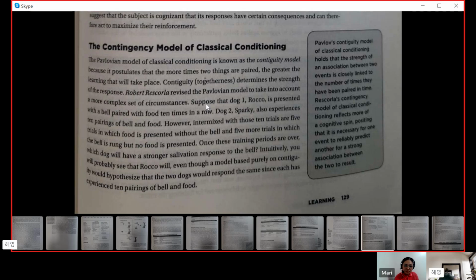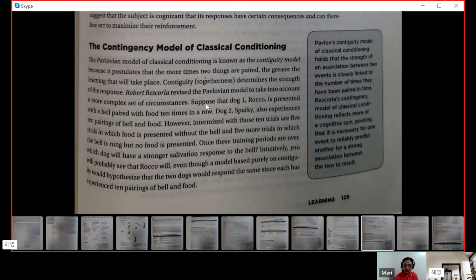The Pavlovian model of classical conditioning is known as the contiguity model because it postulates that the more times two things appear together, the greater the learning that will take place. So contiguity, togetherness, determines the strength of the response. And Robert Rescorla revised the Pavlovian model to take into account a more complex set of circumstances.